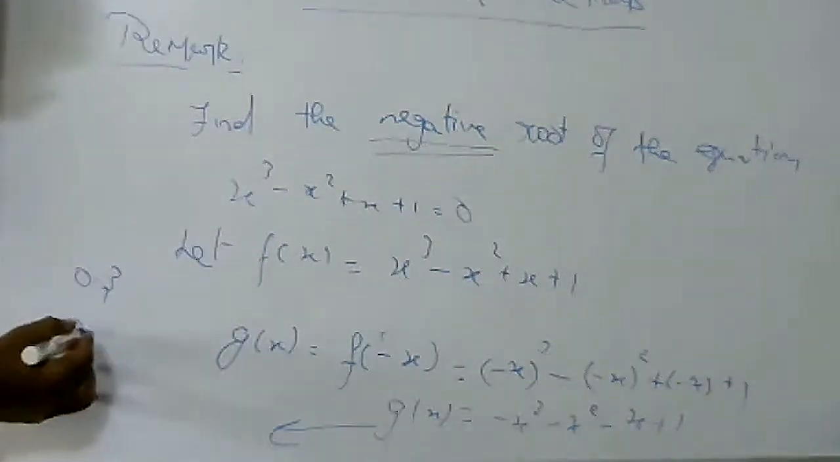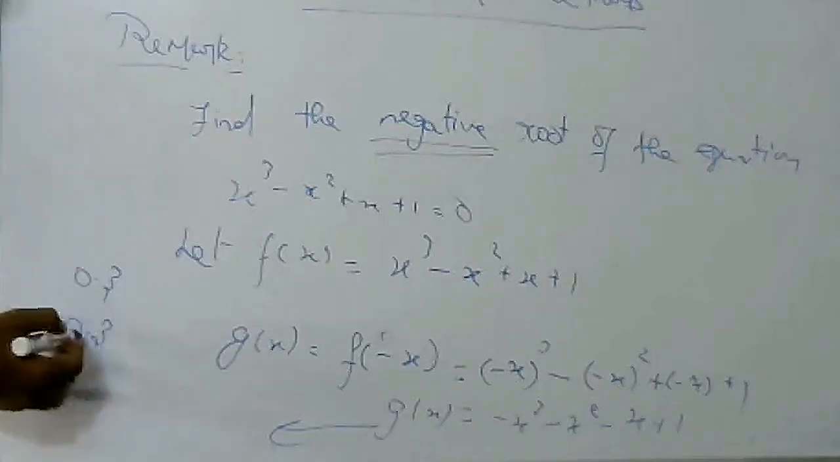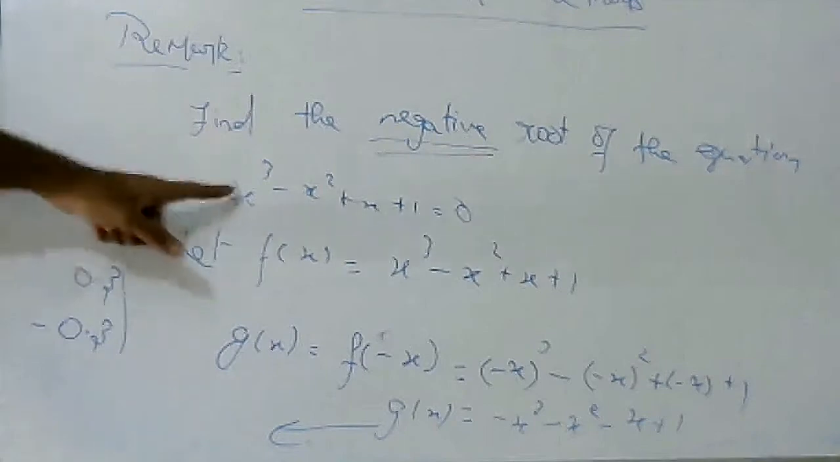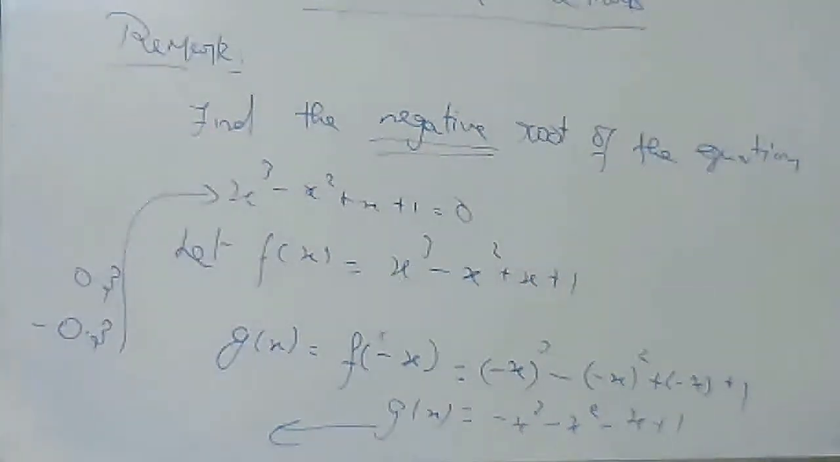You should put minus in front of it and say minus 0.3 is the negative root of this particular equation, f of x. In case they have asked for the negative root, you have to transform it to f of minus x, find the root, and apply the negation to the last x value. That will be the negative root for this particular equation.